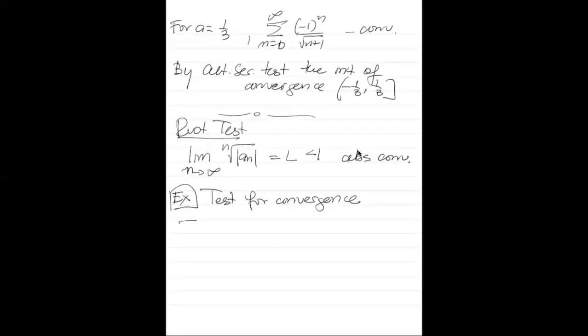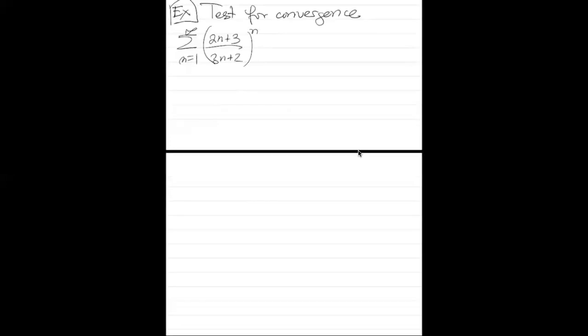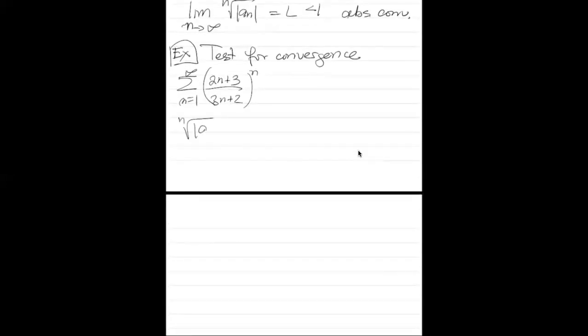Test for convergence, and the series is (2n plus 3 over 3n plus 2) to the power n, n from 1 to infinity. So we take the nth root of the absolute value, but we don't need the absolute value because n is positive. We let n go to infinity. We can divide by n so it's clear: 2 plus 3 over n over 3 plus 2 over n. Let n go to infinity and you get 2/3, which is a number less than 1. So our series is convergent.